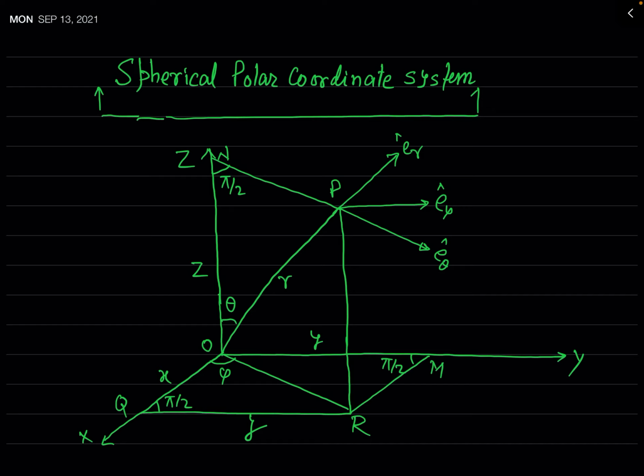And after getting the values of those scale factors, we have seen how we can find the expression for the arc length, for the volume element, and also some of the important mathematical operations like gradient of a scalar function, divergence and curl of a vector function. And apart from that, we have also seen the expression for a very important mathematical operator which is known as Laplacian operator in those coordinate systems.